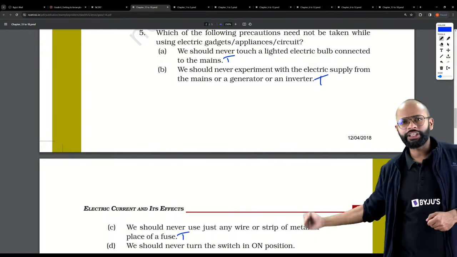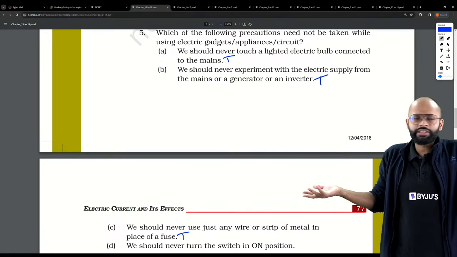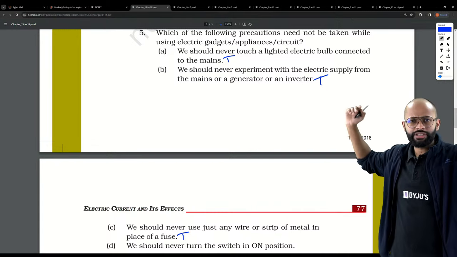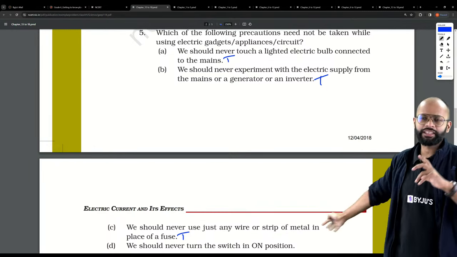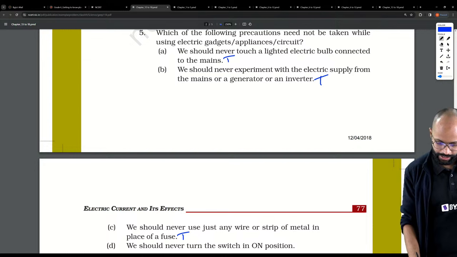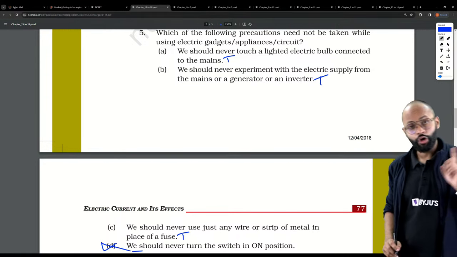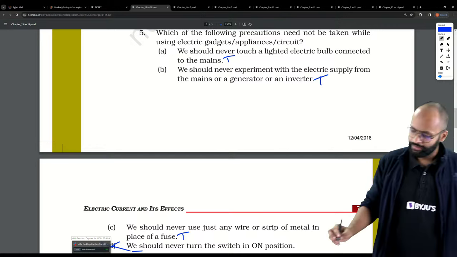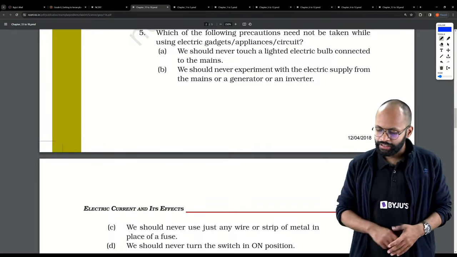Now if you don't want to switch it on at all, why are you living in this electricity era? You were better suited for the era where no electricity was there. Light a fire, what's the problem, what do you need a switch for, right? So that's why this D one is wrong. That is why it is the correct answer. Correct, it will be D, simple thing, right? So correct answer would be D.